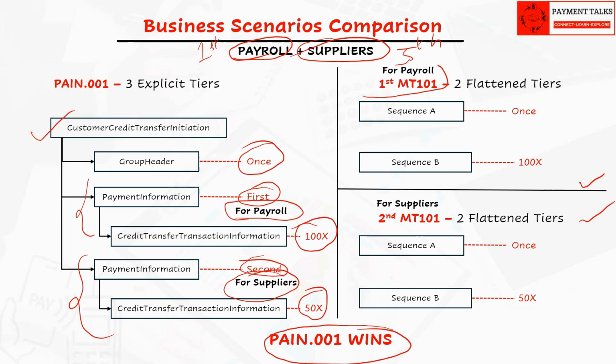Message 1 has sequence A with payroll debit account and 1st Jan execution date with 100 sequence B having salary beneficiaries. Message 2 has sequence A with the supplier debit account and 5th Jan execution date with 50 sequence B having supplier beneficiaries.